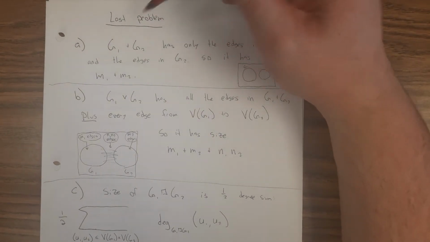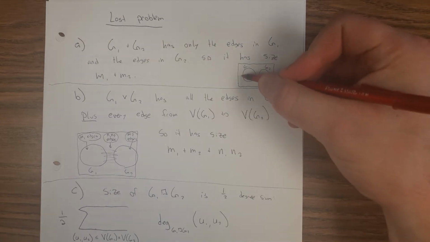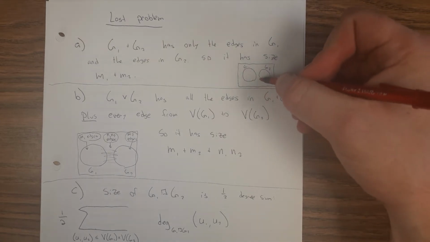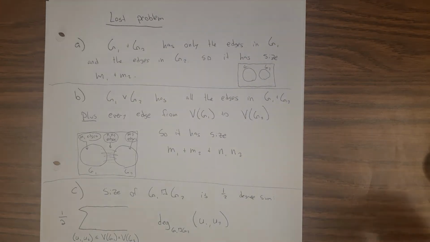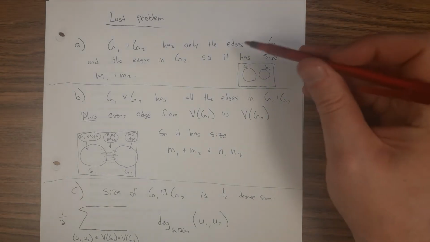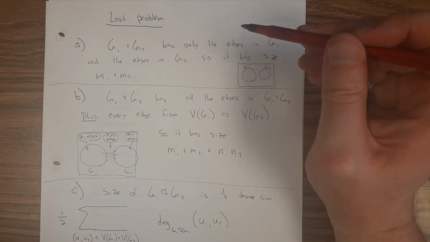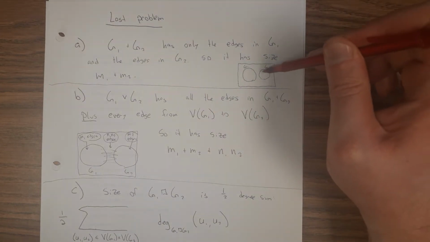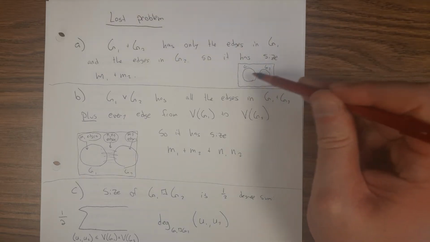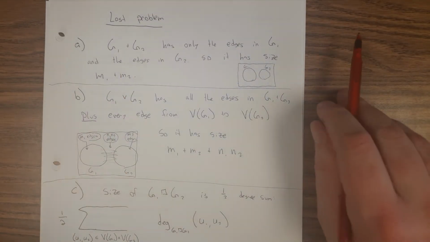In the union, remember the union is just where you draw a copy of the first graph and then a copy of the second graph, and they're basically not touching each other. They're not interacting. So if G1 has M1 edges and G2 has M2 edges, then the number of edges is just going to be M1 plus M2.